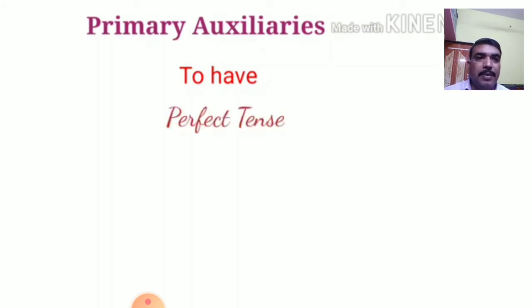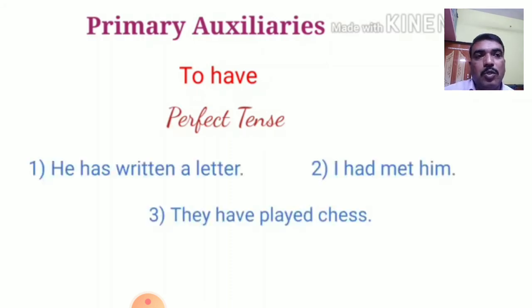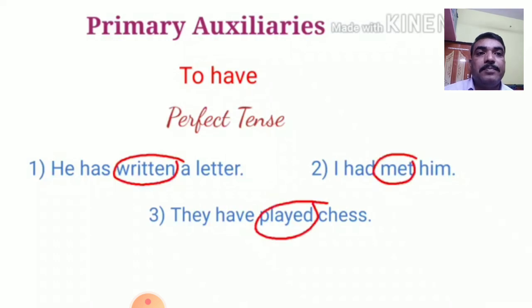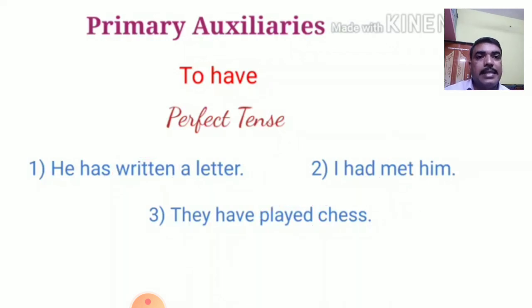Next, in perfect tense also, to have verbs are used, whether it is present perfect tense or past perfect tense. In both of them, these to have forms of primary auxiliary verbs are used. Like he has written a letter, he had made him, I had made him, they have played chess. Here, has, had, and have, these three to have primary auxiliary verbs are used.